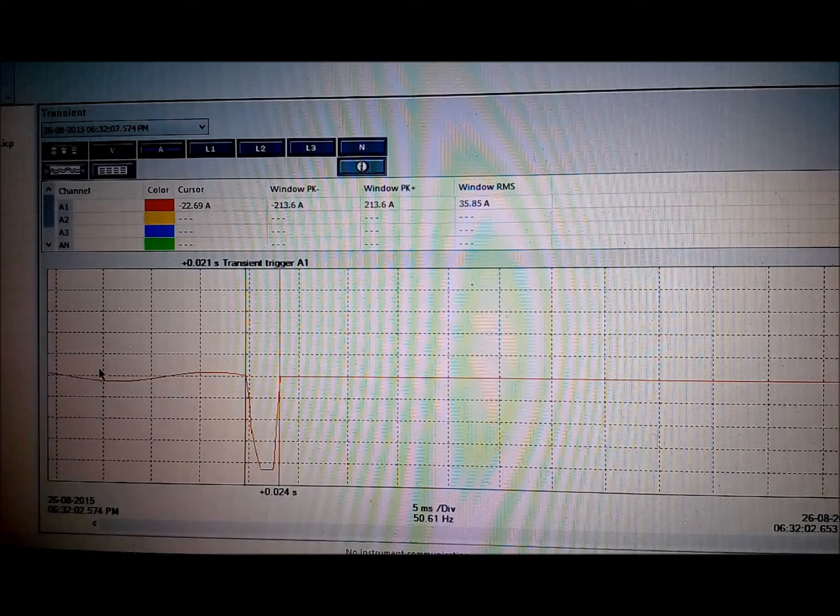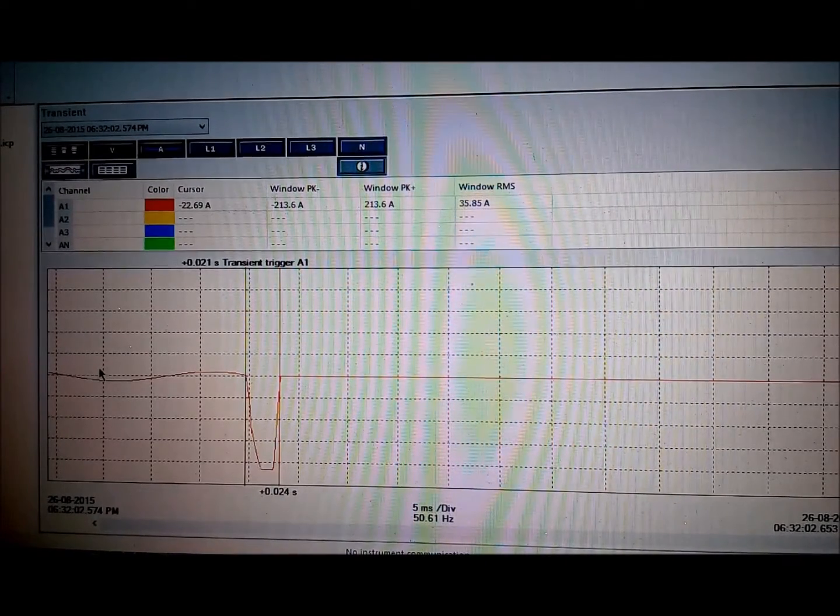Now with this, I think we have completed the purpose of this complete video, and I hope this will help you, and you will like this video. This entire exercise can give us an idea and testing result for confirming the time current characteristics of an MCB.